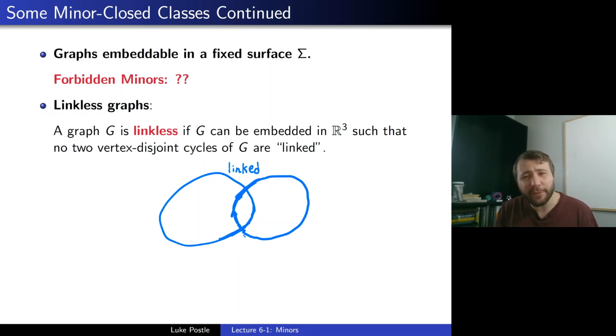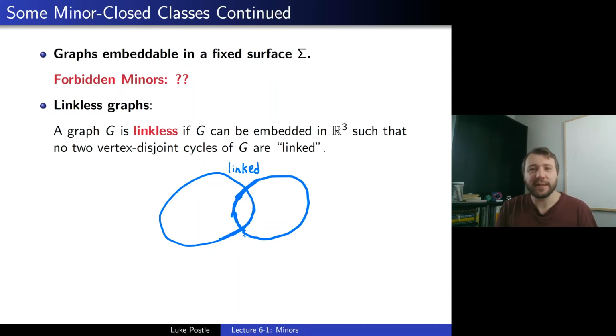And you can think for a moment, but linkless embedding is a minor closed property. Why? Well, deleting edges and vertices won't create links, and also contracting won't create new links, right? If two cycles were linked after contraction, they would have to have been linked before you contracted. So what are the forbidden minors for this?